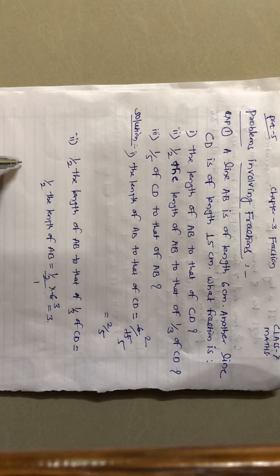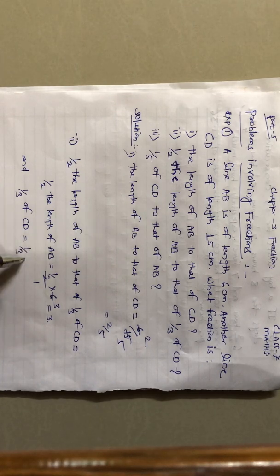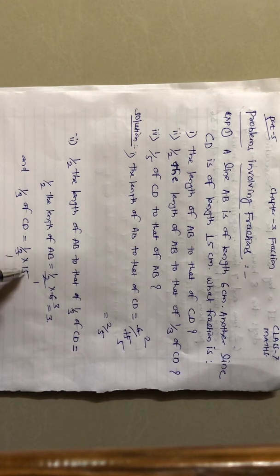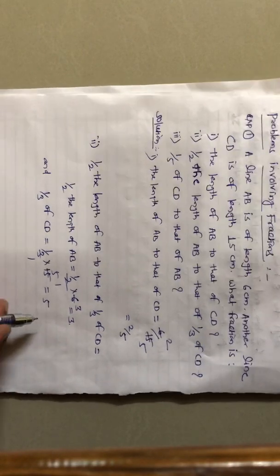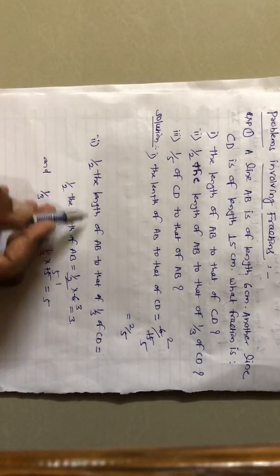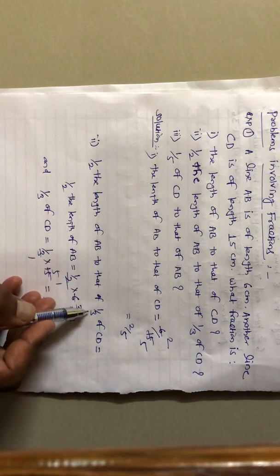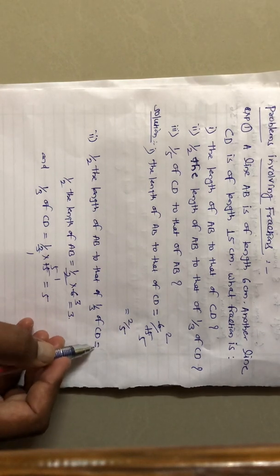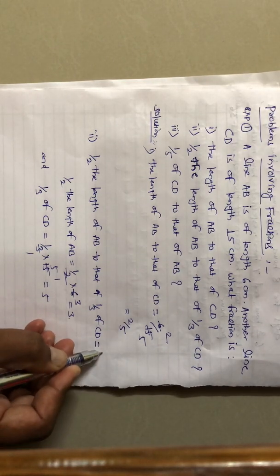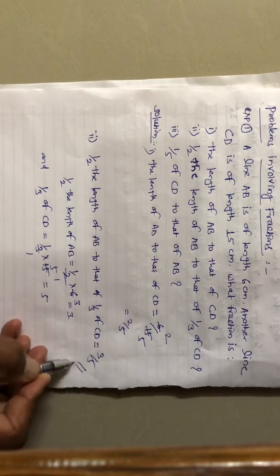And now 1 upon 3 of CD is equal to 1 upon 3 of, which means multiplication, CD. The length of CD is 15 centimeter. So 3 1s are 3, 3 5s are 15. So which is equal to 5. So therefore 1/2 the length of AB to that of 1/3 of CD, that fraction is equal to 3 divided by 5.